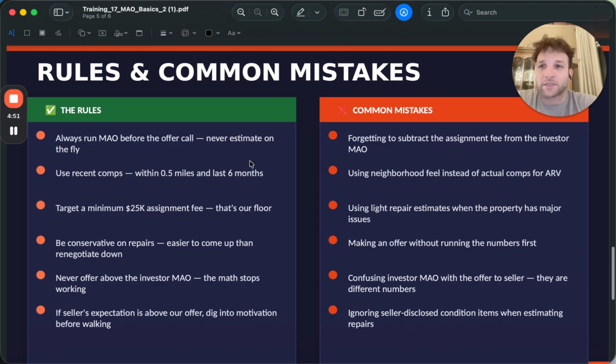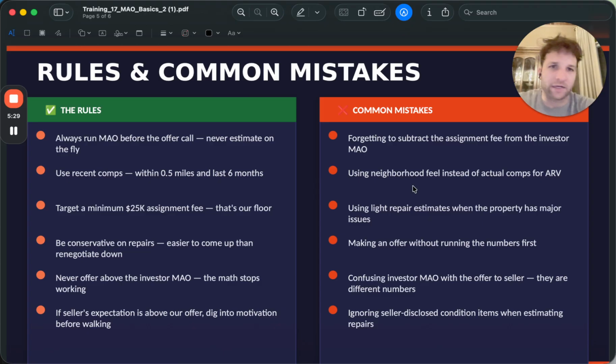So here are some rules and common mistakes. So rules: we always want to have the MAO before the offer call. Of course, we don't want to just make an offer without knowing. Use recent comps, target a minimum. This is all stuff that we do. You want to be conservative on repairs. Again, that's what we do. We never want to offer above the investor MAO. It just doesn't work. And we tell them that, right? Be like, hey, we just can't pick it up for this number. But again, tie it back into motivation. And if the seller's expectation is above our offer, and we'll kind of know what they're expecting, it doesn't matter what they say though, because at the end of the day, our numbers are our numbers.